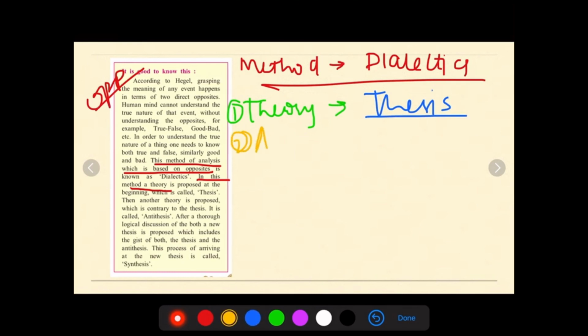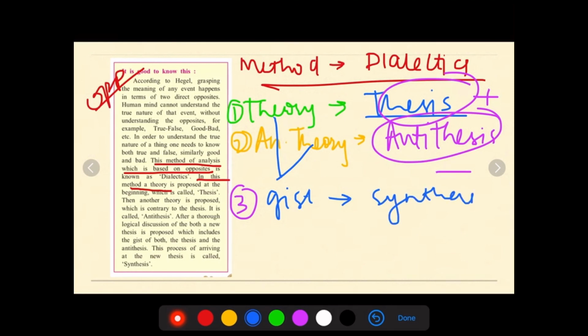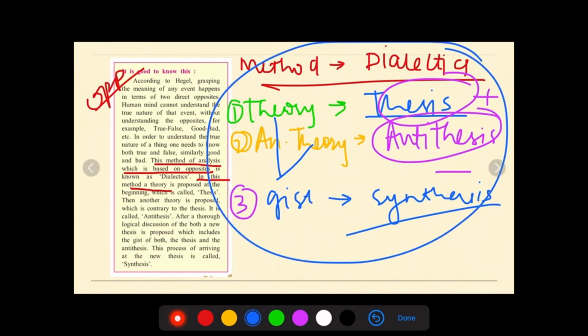After that, another theory is proposed which is known as antithesis, which is contrary to thesis. What is contrary? If thesis is positive, antithesis will be negative. After that, the third one combines the gist of both thesis and antithesis, and it brings another theory which is known as synthesis. I hope this is clear, and this idea was given by none other than Hegel.